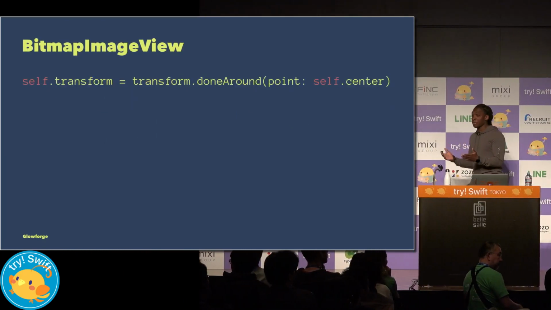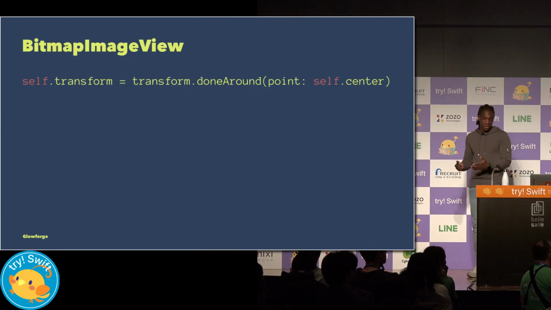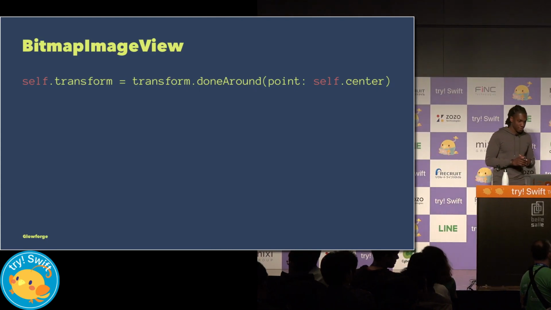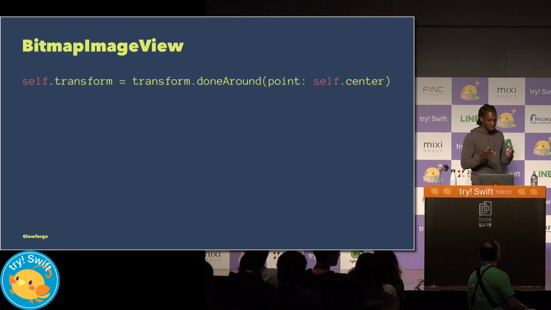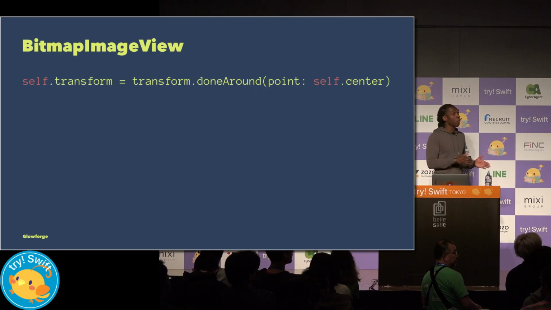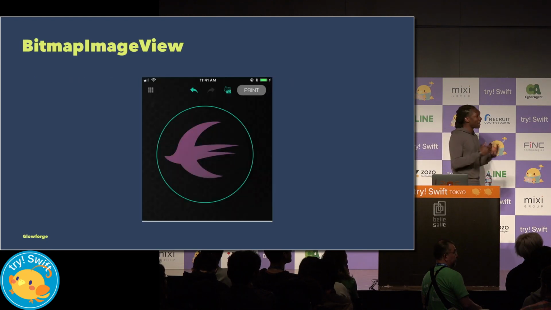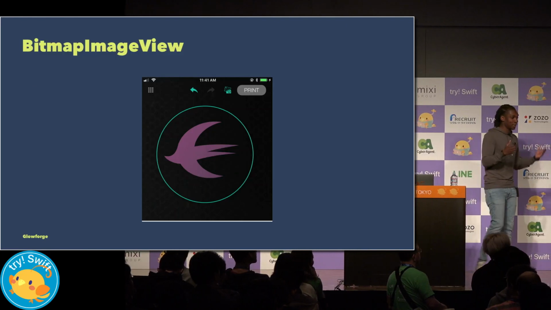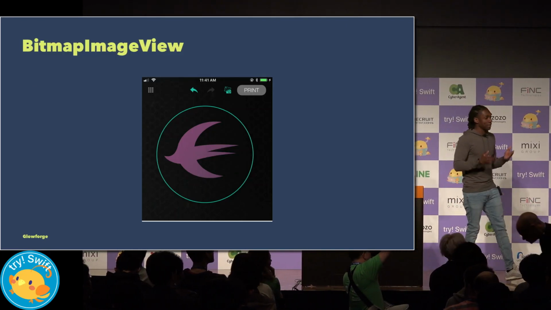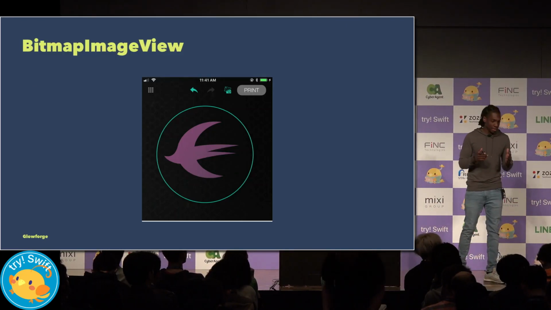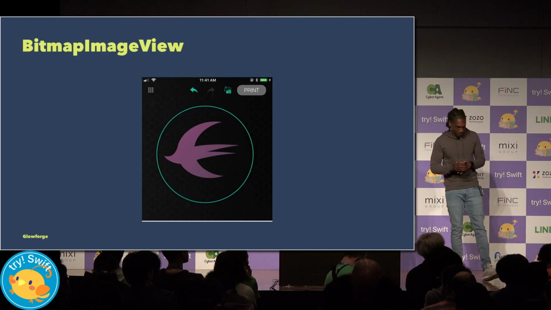And now our transformation inside of our view can look something like this. You simply call rotate around on transform, and that will return to you the right transformation. And now our coaster can look like this, what we expected, with the PNG file centered inside of the circle.